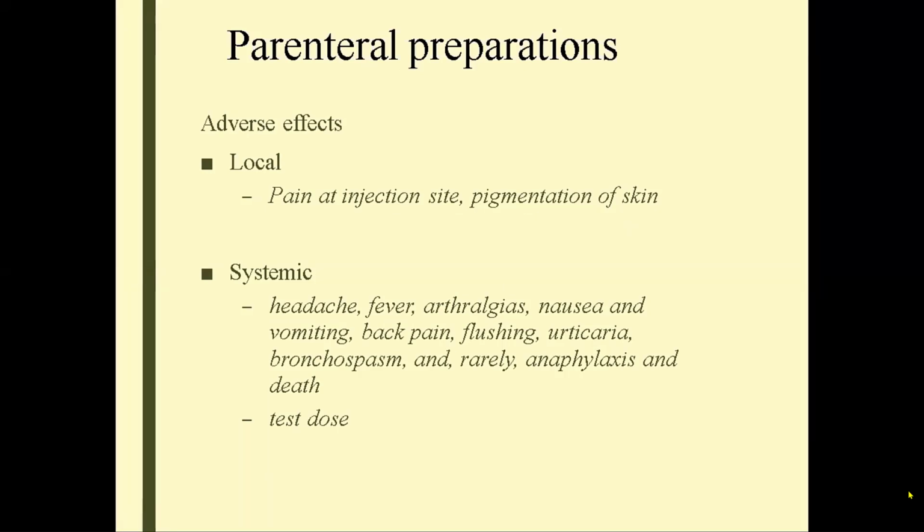Now, the adverse effects of parenteral preparations. Of course, pain at the injection site and pigmentation can occur, right? Whereas systemic effects include headache, fever, arthralgias, nausea and vomiting, back pain, flushing or urticaria, hypersensitivity reactions, bronchospasm and anaphylaxis can occur, and even coma or death can occur, right? So especially you will see later, okay? Usually before giving the drug, there is a practice of having a test dose, right? The test dose is to determine hypersensitivity reaction to the preparation.